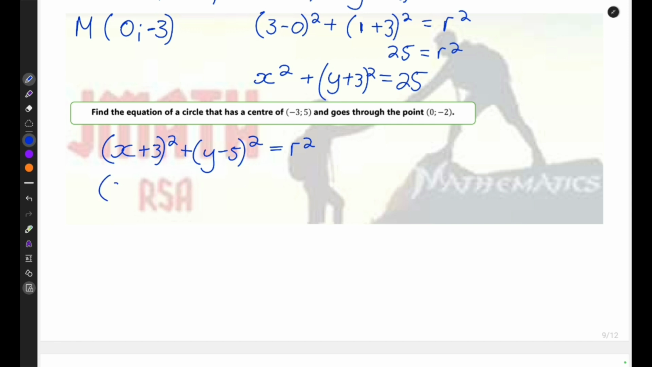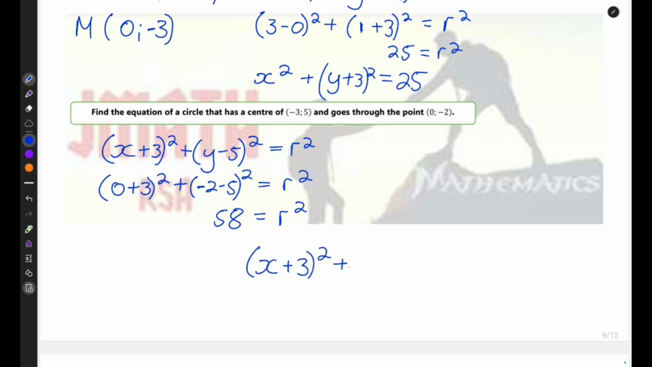So then x would be 0 plus 3 squared plus, and then y would be minus 2 minus 5 squared equals r squared. And that is then just 9 plus 7 squared. So 9 plus 49 gives me 58 in this case. Not a very nice radius, but the answer to the question is then (x + 3)² + (y − 5)² is equal to 58.